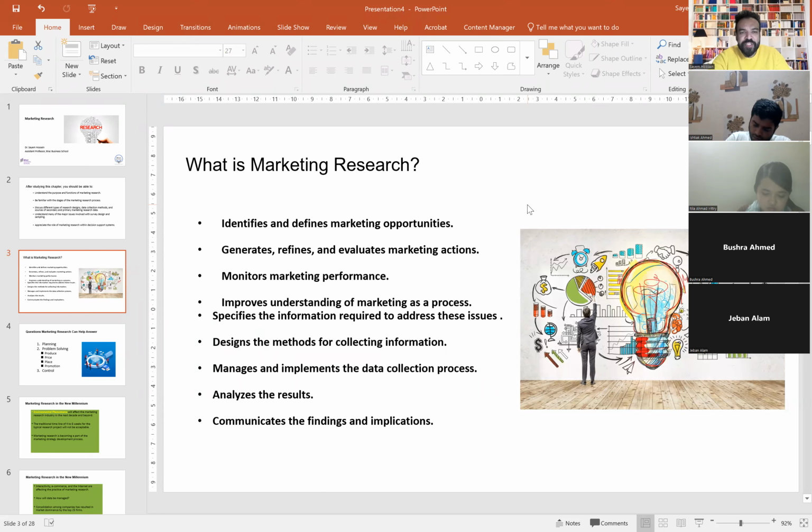Then marketing research can generate, refine, and evaluate marketing actions. Imagine when new brands launch new types of products into the market. They first try to assess whether it is going to work well or not. Has anyone experienced the green Coke? Has anyone seen that green Coke? Do you remember that? When Coke launched their green organic version of Coke?